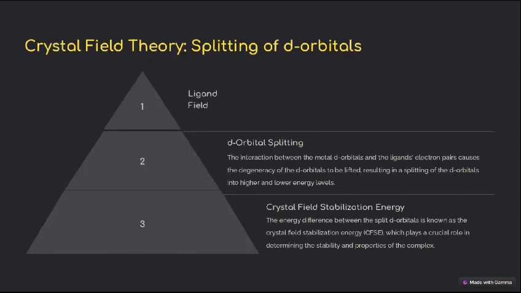Crystal field theory, splitting of d orbitals. Ligand field: d orbital splitting. The interaction between the metal d orbitals and the ligand's electron pairs causes the degeneracy of the d orbitals to be lifted, resulting in a splitting of the d orbitals into higher and lower energy levels.